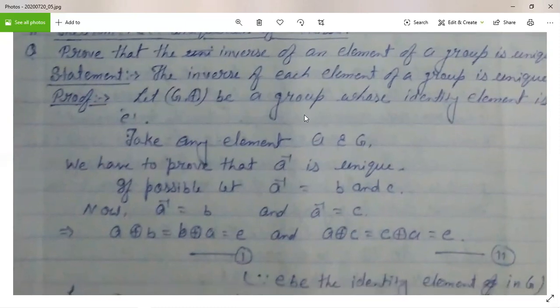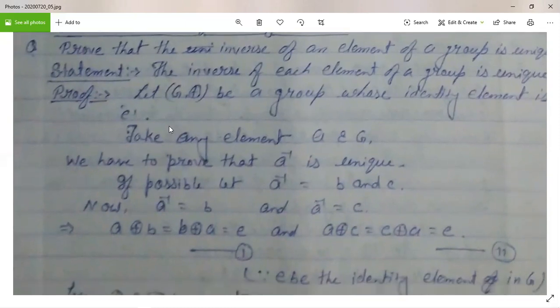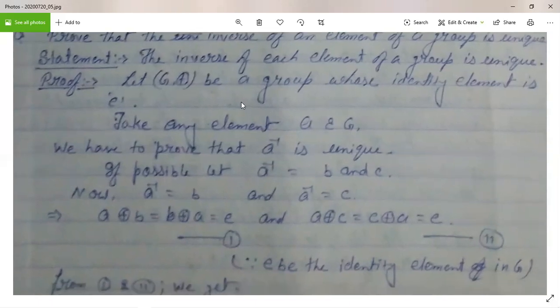Now we are going to prove this theorem. For this, let (G, ∘) be a group. Here we can change the notation. It may be star, it may be circle, it may be ring sum, it may be multiplication, it may be anything, because it is a binary operation. Let (G, ∘) be a group whose identity element is E, because I already proved the uniqueness of the identity element in a group G.